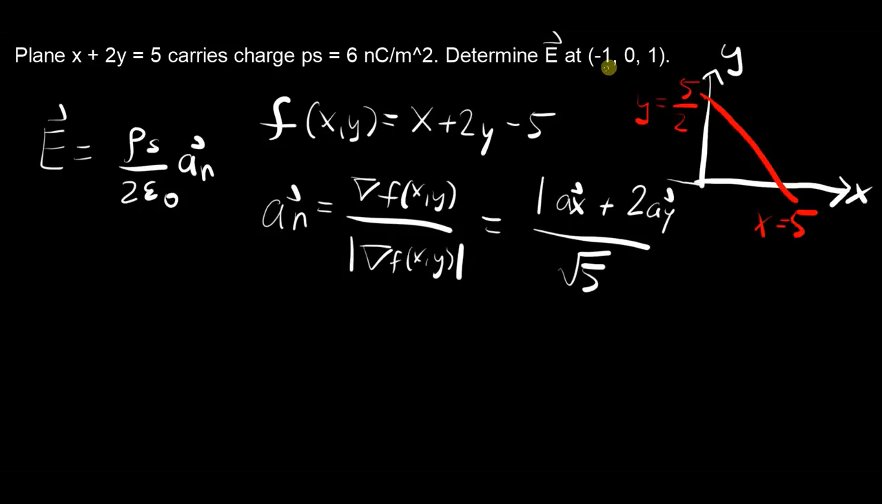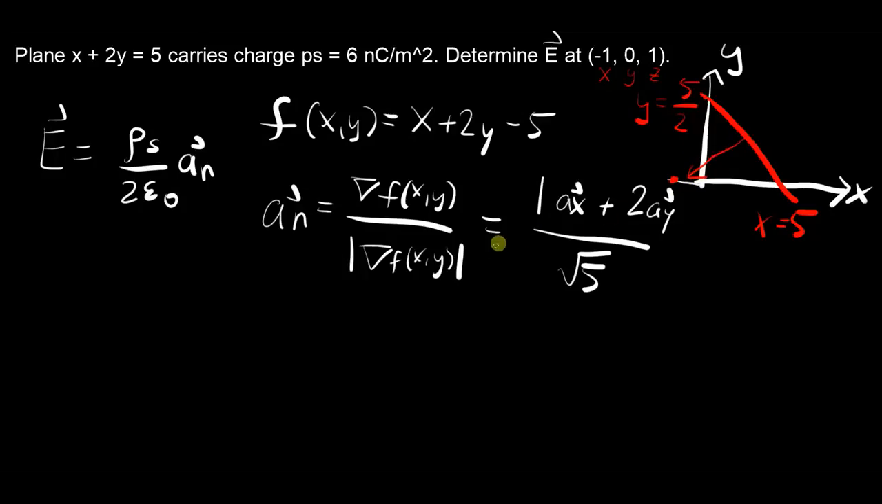But note that we want to find the electric field at this point, -1x, 0y, and 1z. So if we look at what this plane would look like on just the xy axis, we'll notice that the point we care about is actually on this side of the line. It's a point -1, 0, and 1 in the z direction. So it would be somewhere around here. And that means we want to find the normal vector to this point, right? So we don't want to find this guy. We don't want to find that normal vector. We actually want to find this.